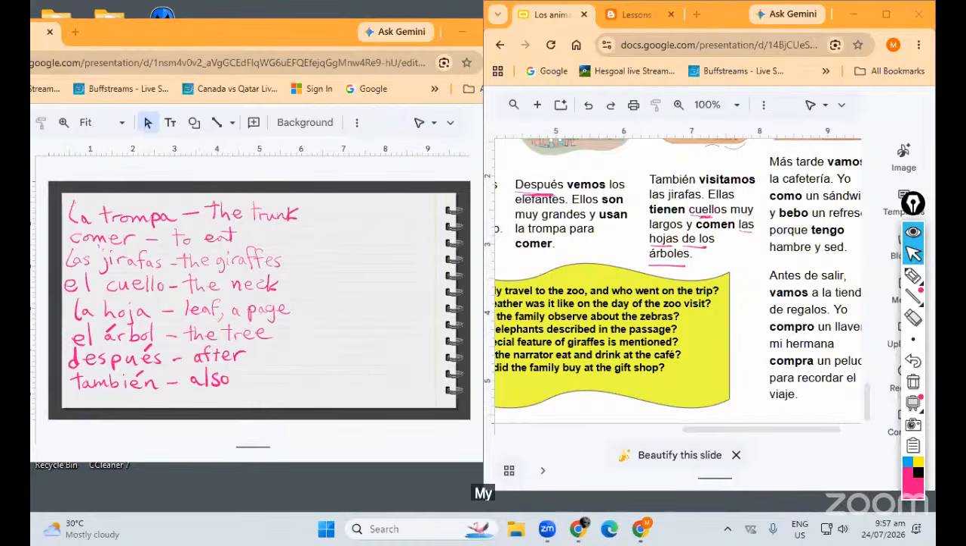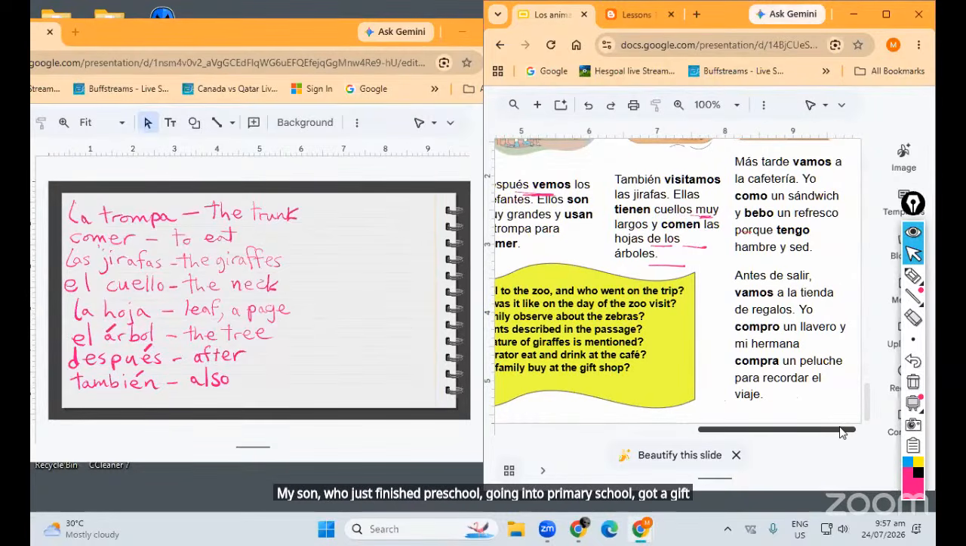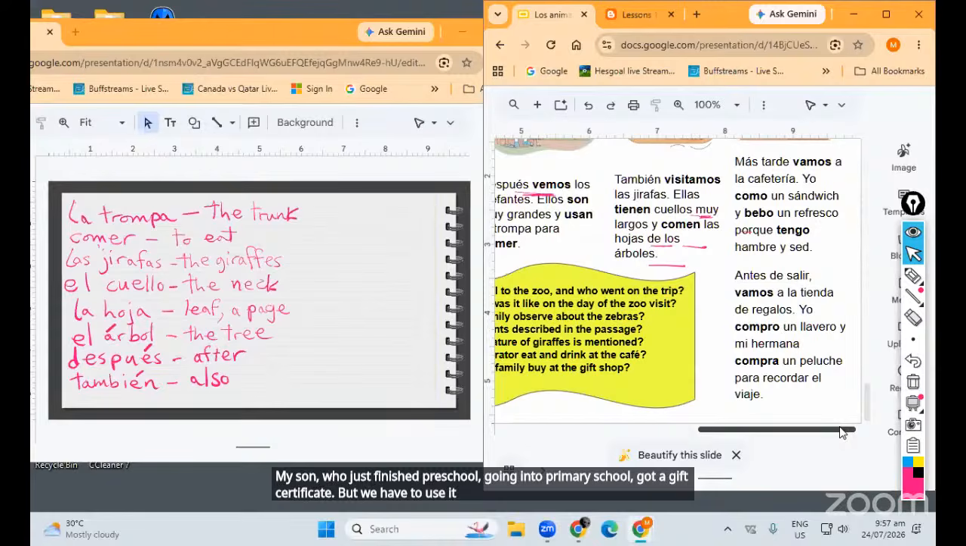My son who just finished preschool going into primary school got a gift certificate, but we have to use it at the Charons and Shogunas. And I think it expires at the end of the month. But I am using that gift certificate. We are going. It is happening. We are getting unnecessary pencils.